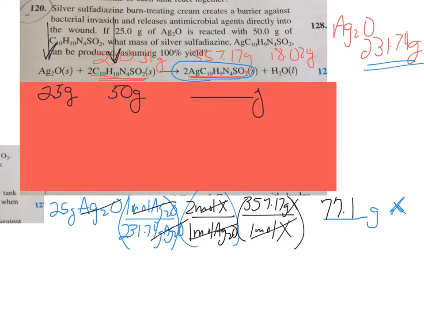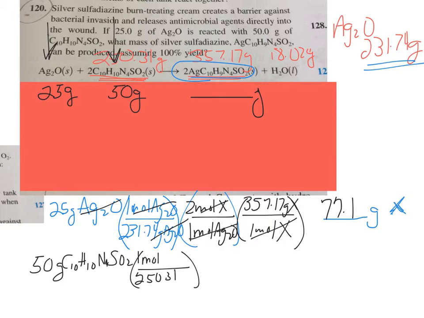Because you're given the amounts of 2 different reactants, it's a limiting reagent problem, so you have to test the other one. We were given 50 grams of C10H10N4SO2, and we want to convert grams of that into moles. So 1 mole of this stuff over 250.31 grams of this stuff. Then we do the mole ratio, which is 2 to 2. So our mole ratio is 2 moles of X over 2 moles of this stuff, which I'll call Y.